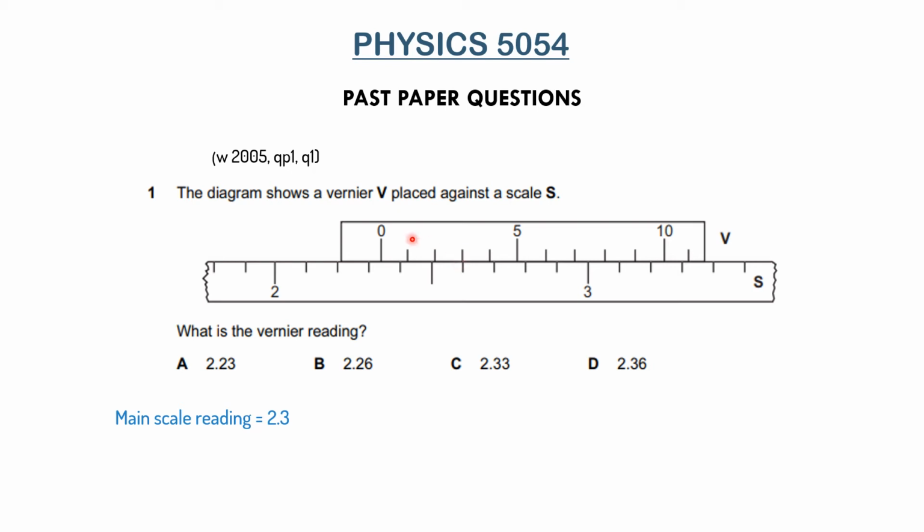Now which one exactly is this? This is 0, so this is 1, 2 and 3. So our vernier scale reading is 3. But as we know, we put a point 0 before it, a decimal point and another 0 before the vernier scale reading, as we learned in the last video. So 3 becomes 0.03. We put a 0 before it and also a decimal point. Now we just need to add these two together. 2.3 plus 0.03 makes 2.33. So our correct answer becomes C, 2.33.